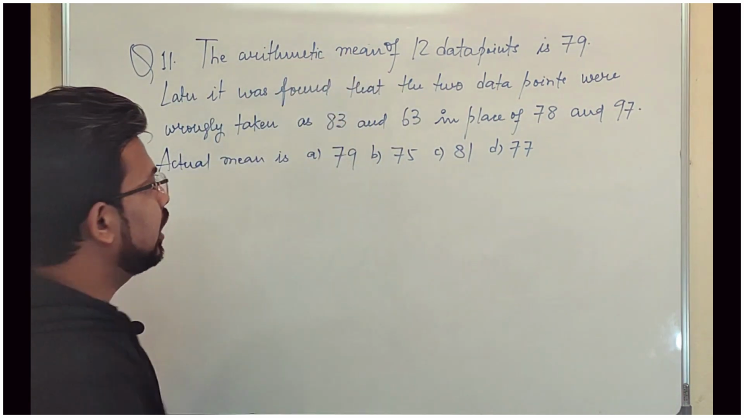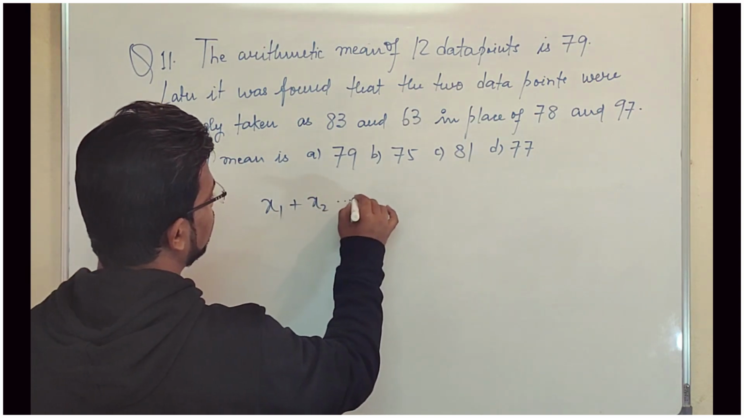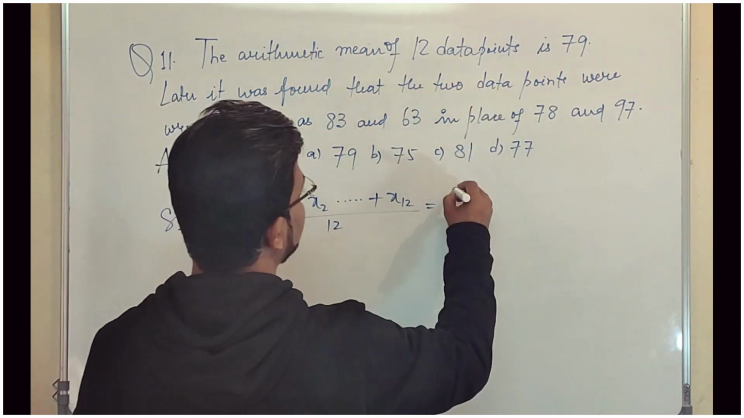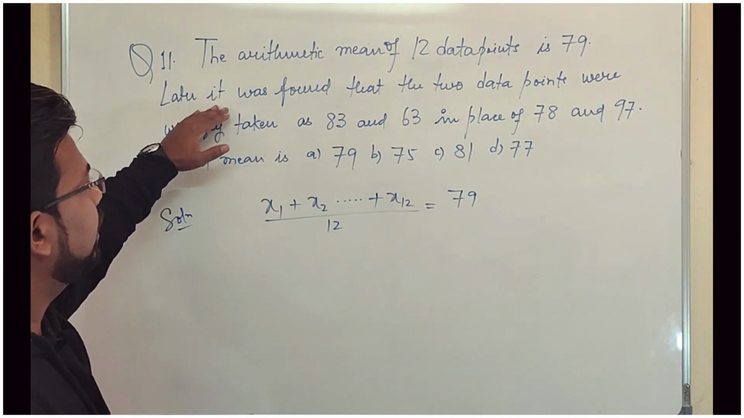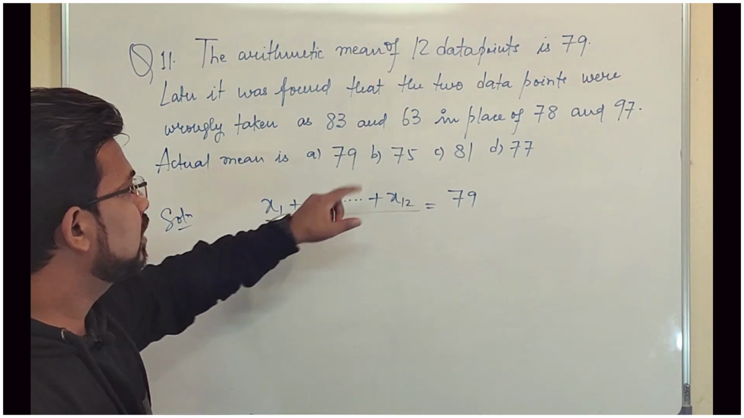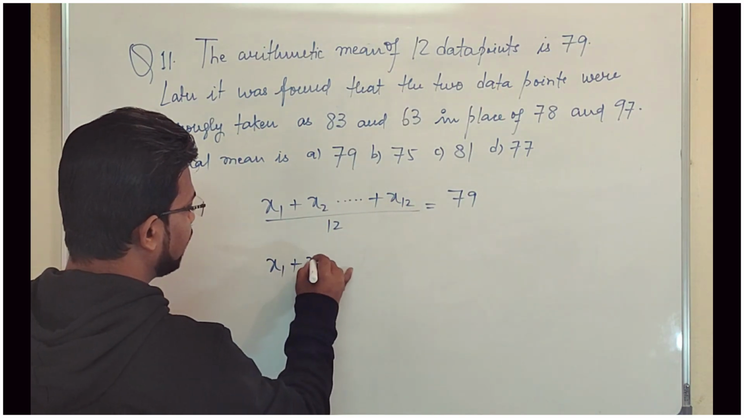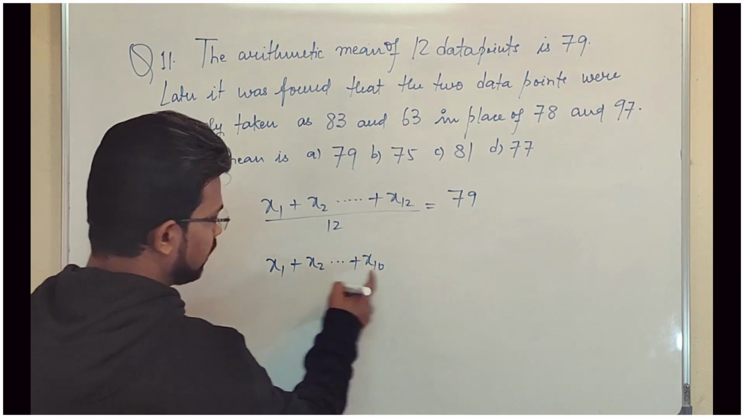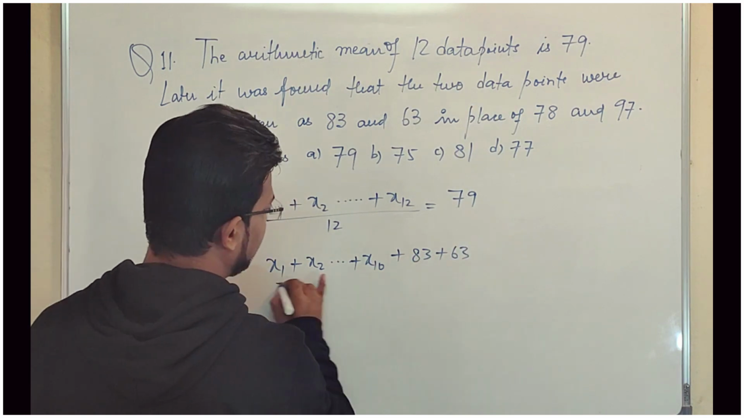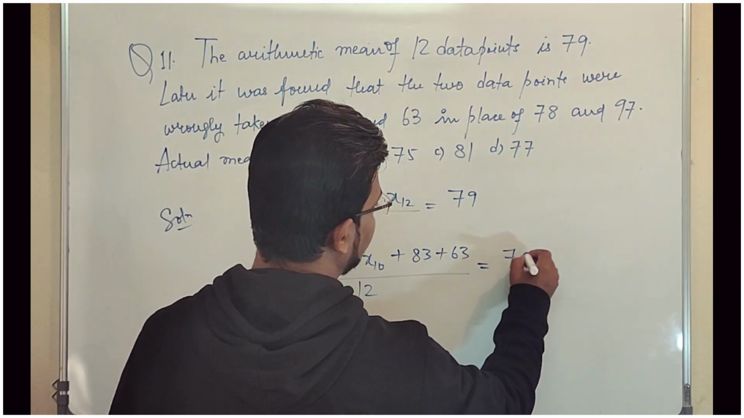Arithmetic mean of 12 data points. So let's say we have 12 data points, x1 plus x2 and so on till x12 divided by 12. They are telling that the arithmetic mean is say 79. And again he's telling that later it was found that the two data points were wrongly taken as 83 and 63. So let us consider those two data points to be the last 2 points. You can assume anything. Then we write 10 points and then 83 plus 63 divided by 12. This value was actually 79.